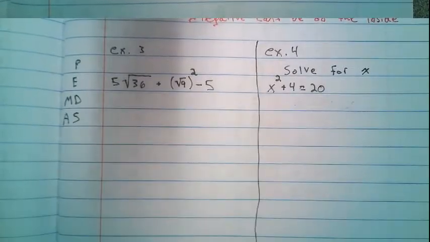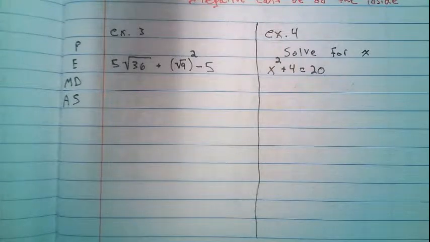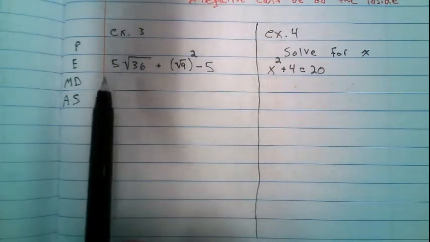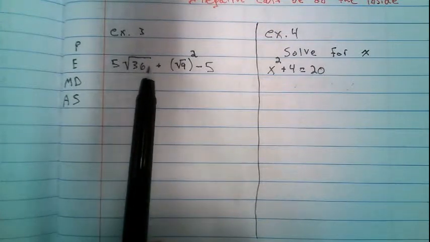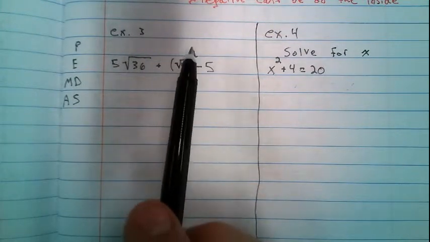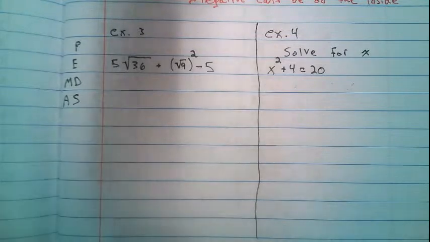So we have 2 more examples to do. Example 3, let's say you're asked to evaluate 5 square root 36 plus the square root of 9 squared minus 5. Well, we're going to use order of operations on this one.